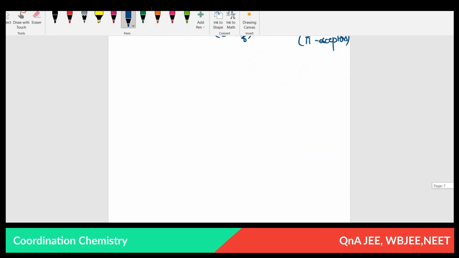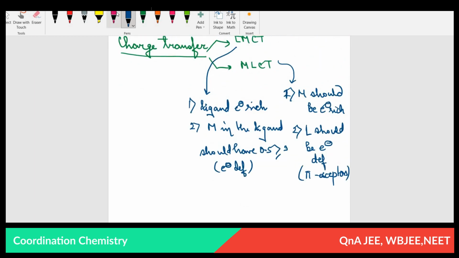See, KMnO4 is given, right, children? If you try to find out the charge of the individual elements, potassium is +1, oxygen is -2. So -8 plus 1 is -7. For the whole compound to be neutral, manganese should have a charge of +7. Now this is the metal, this is the ligand. What is the ligand? The permanganate ion is the ligand here.